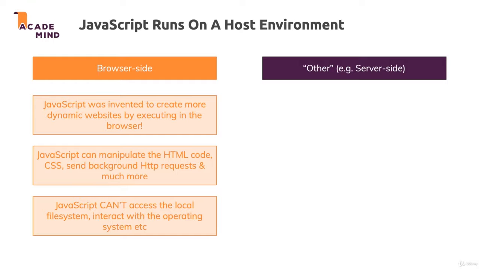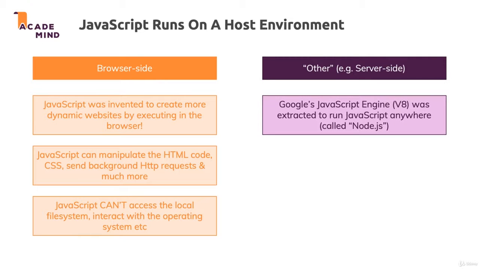Now, as I said, the browser is only one environment, the one for which JavaScript was invented, but not the only one we're restricted to right now. Instead, the JavaScript engine Google developed, V8 is the name of the engine, was extracted by some people to run JavaScript anywhere. Because the idea was, well, if we have the engine in the browser, why don't we take it out of the browser and make it available as a standalone tool which you can use to execute JavaScript anywhere else directly on your machine. And this tool is in the end called Node.js.